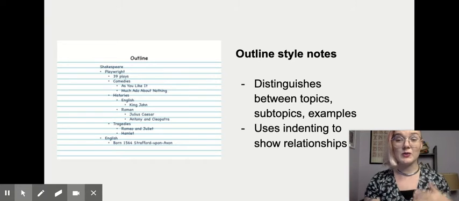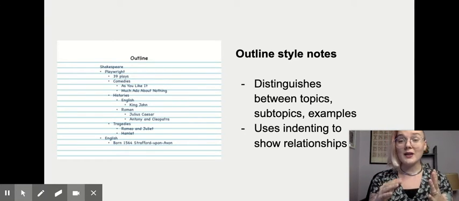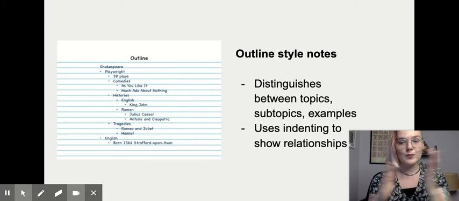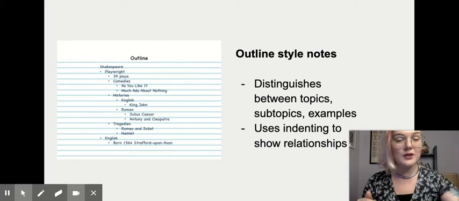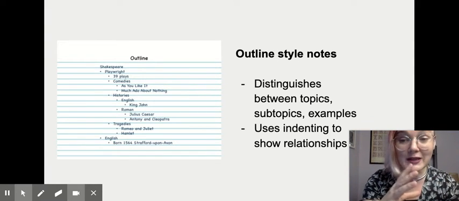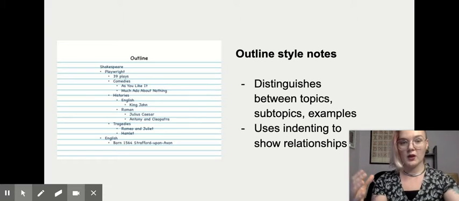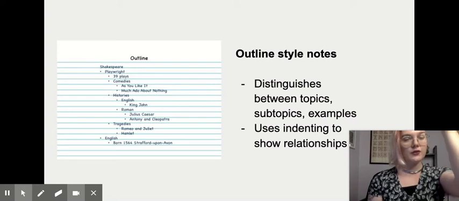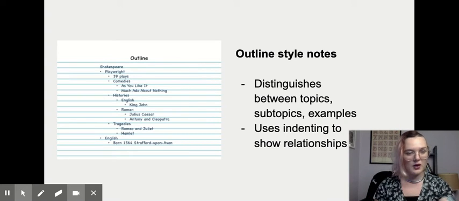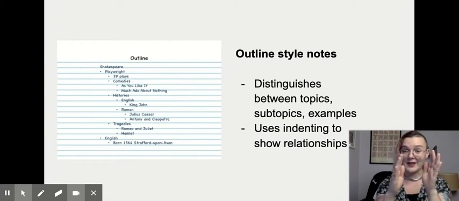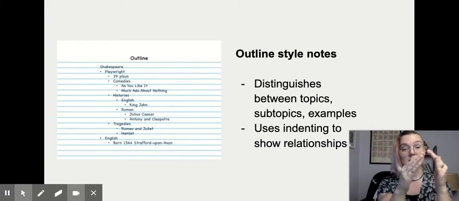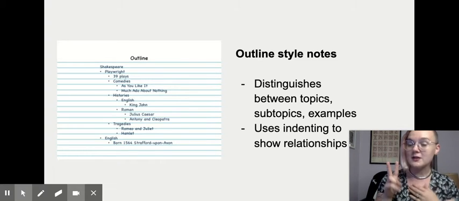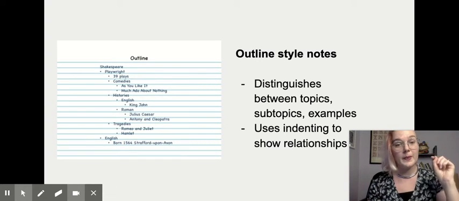Outline style distinguishes between topics and subtopics and examples by using indents. Indenting is when you press the little tab button on your computer, it pushes everything over a little bit. So if you look at this example on the side, you see that Shakespeare is the main topic. And right under Shakespeare, there's a bullet point, playwright. And if you look directly down, you see that the next bullet point that's at that same level of indentation is English. He's from England. So we have two big topics about Shakespeare, that he's a playwright and that he was English.